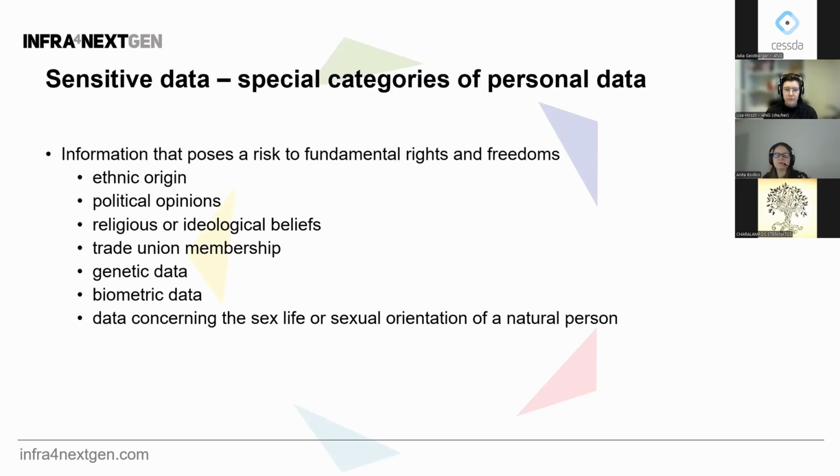Sensitive data or special categories of personal data, according to the GDPR, comprises information that poses a risk to fundamental rights and freedoms. Listed examples in the GDPR are data related to the ethnic origin, political opinions, religious or ideological beliefs, trade union membership, genetic data, biometric data, and any data concerning the sex life or sexual orientation of a natural person.